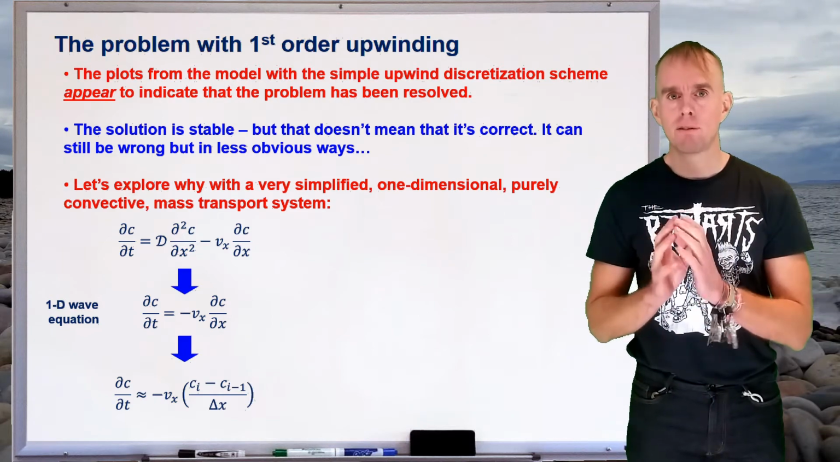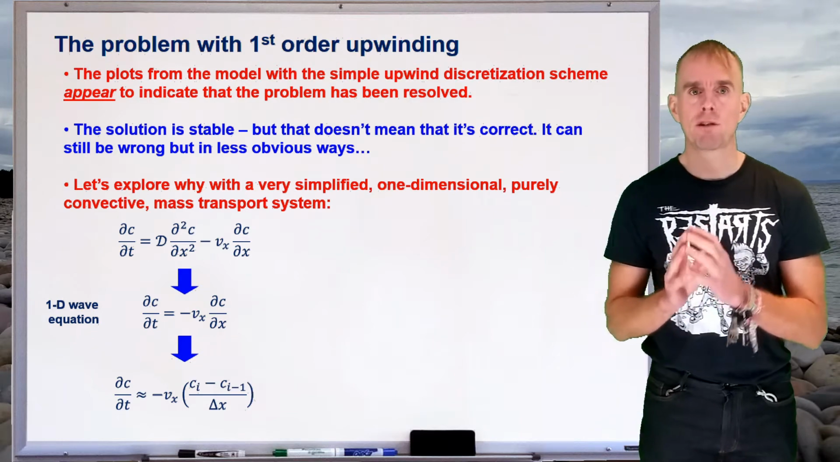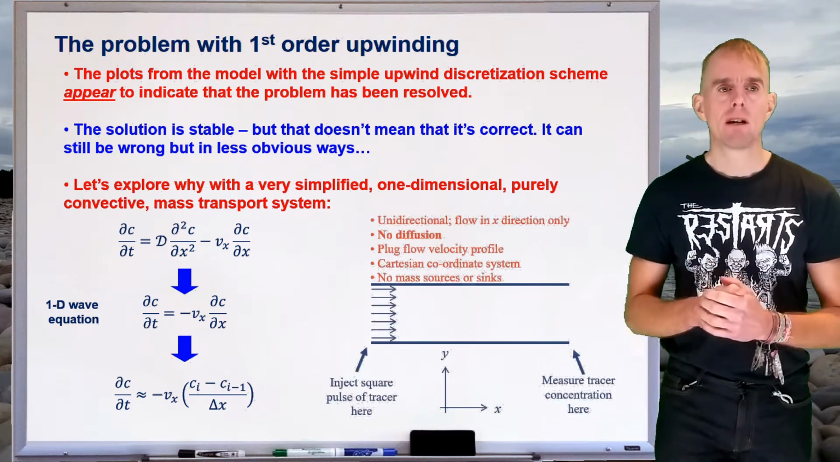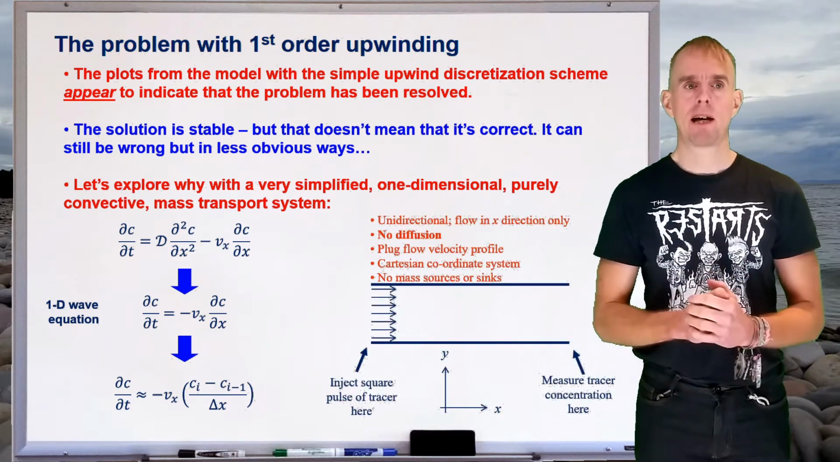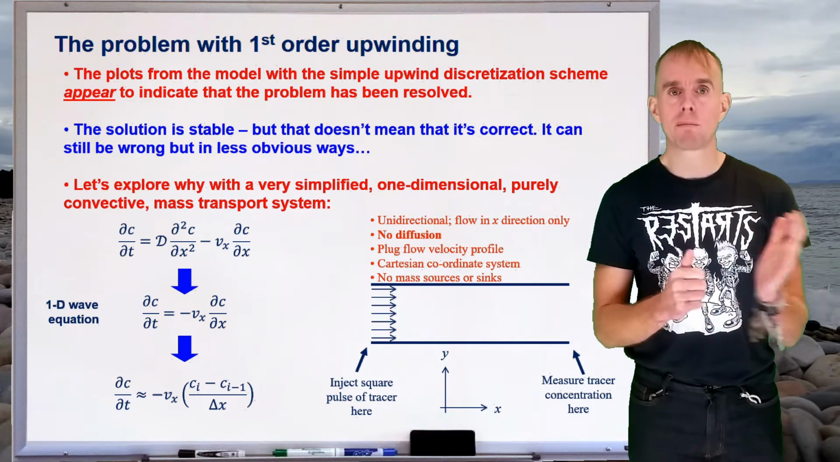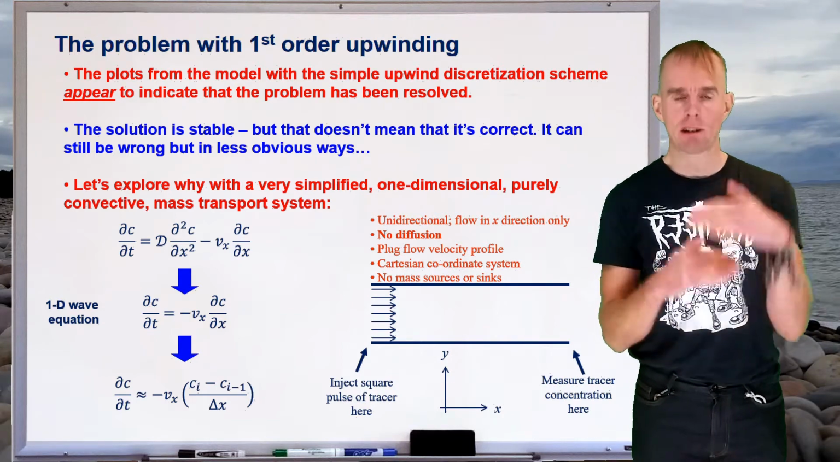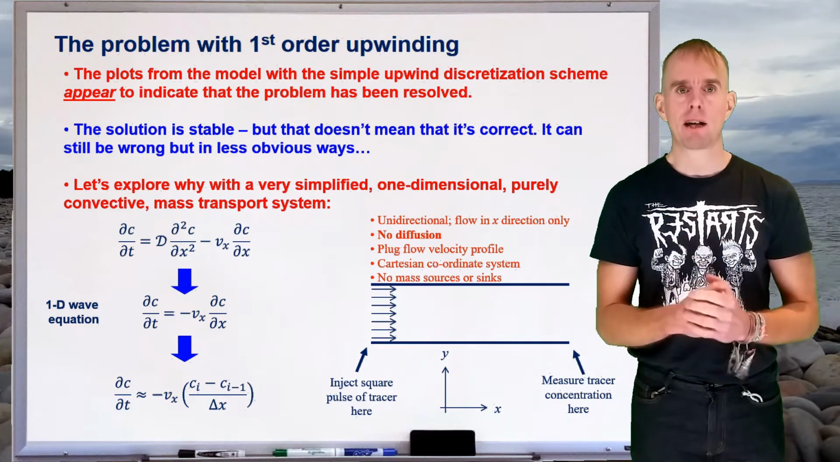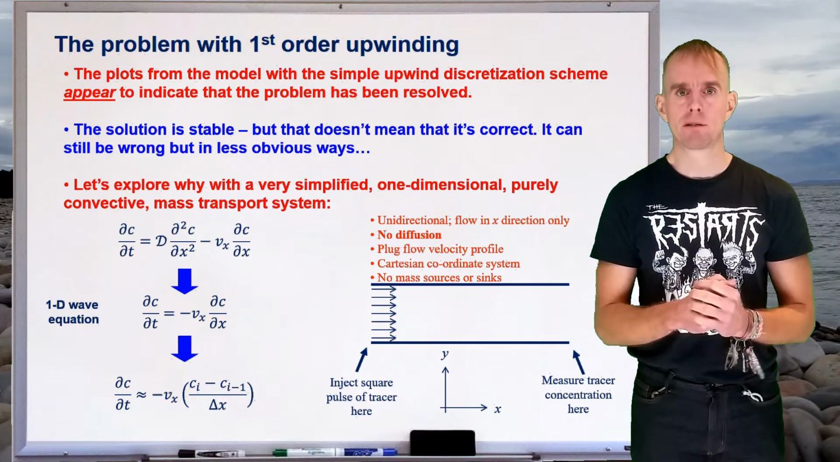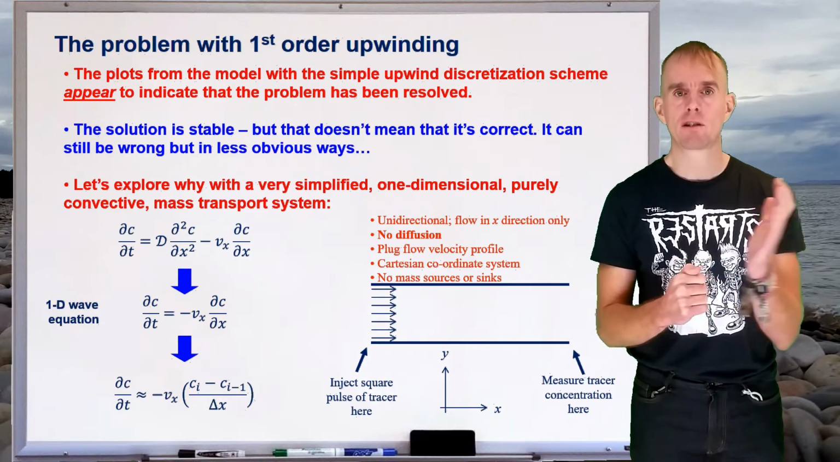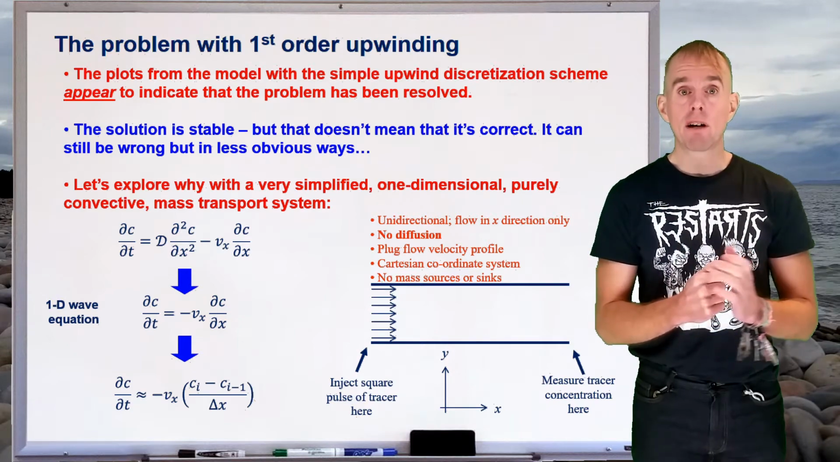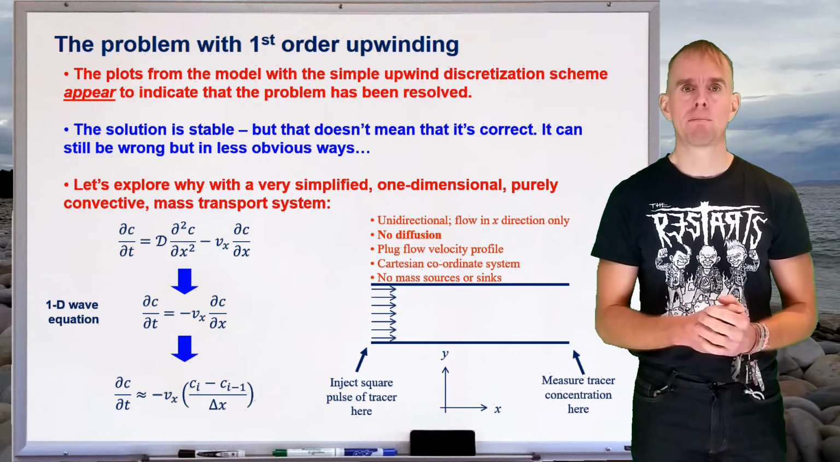Let's get to the nub of the physical scenario so we can perform this thought experiment. Now, here on the board, I've put a diagram of a one-dimensional flow domain. There it is, it's an infinitely wide slot, and I'm saying that it's got a plug flow velocity profile. So Vx is constant.